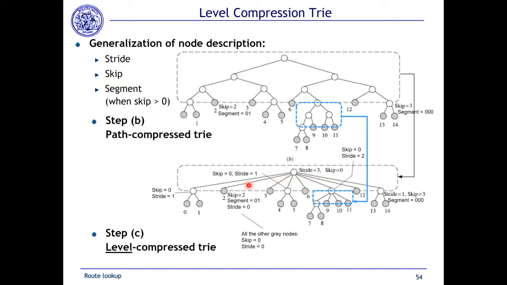of the tree. Then you can notice that we have also here another subtree which contains a small subtree of white nodes. So again, we can do level compression, and we can transform it into a node of stride 2 and skip 0.